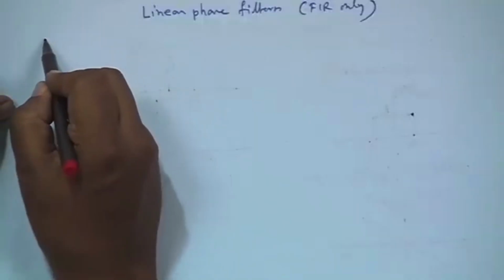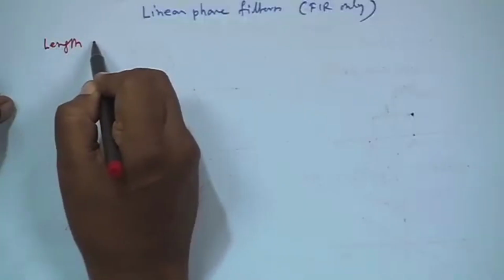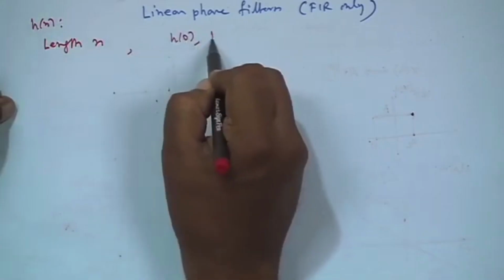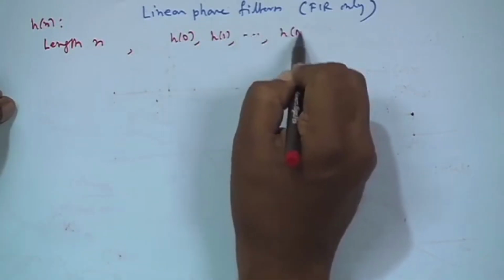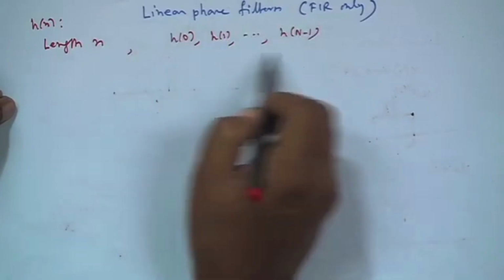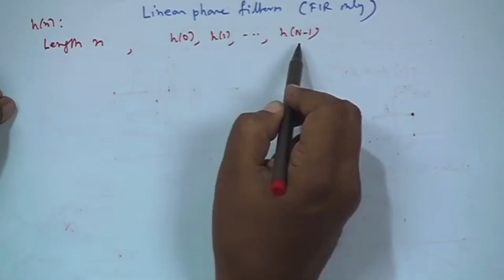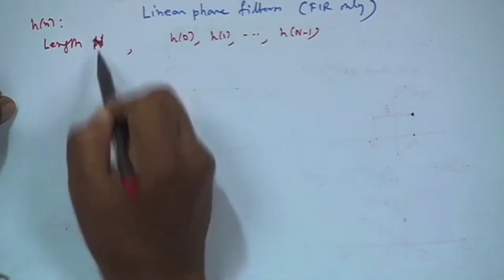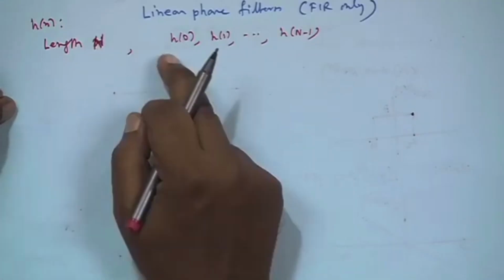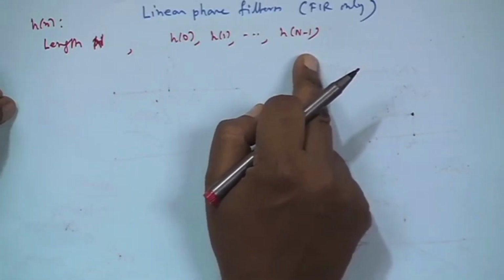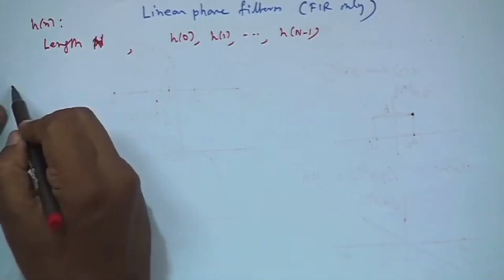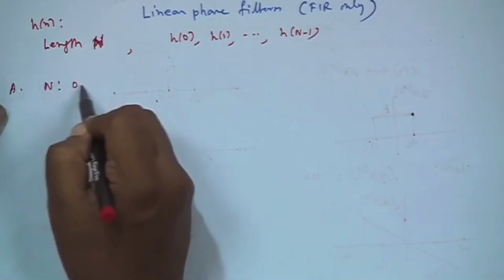So, we will consider a filter length N, h n, filter impulse response of length N. That is, we have got h 0, h 1 up to h N minus 1. So, we are considering an FIR filter whose impulse response is h 0, h 1 up to h N minus 1. So, total number of coefficients is capital N, length capital N, all right. Two cases are possible, length capital N odd or capital N even. Okay. Suppose we consider case A, N odd.